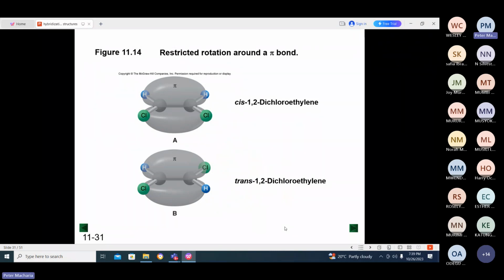So some of the rules: because pi bonds are sideways overlaps, they restrict rotation, unlike hybridized orbitals, which are able to rotate because they form sigma bonds.